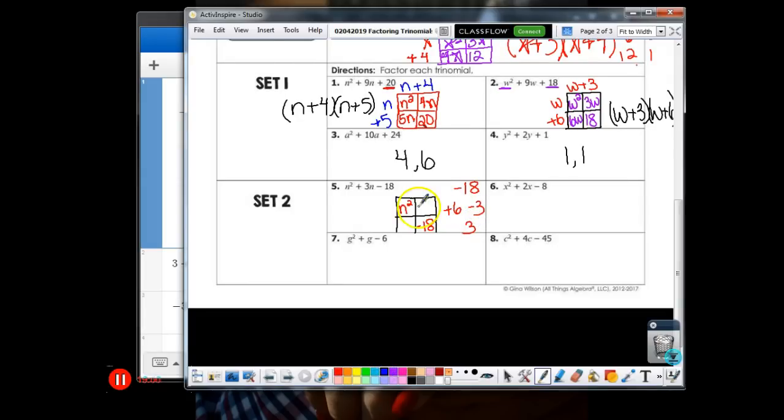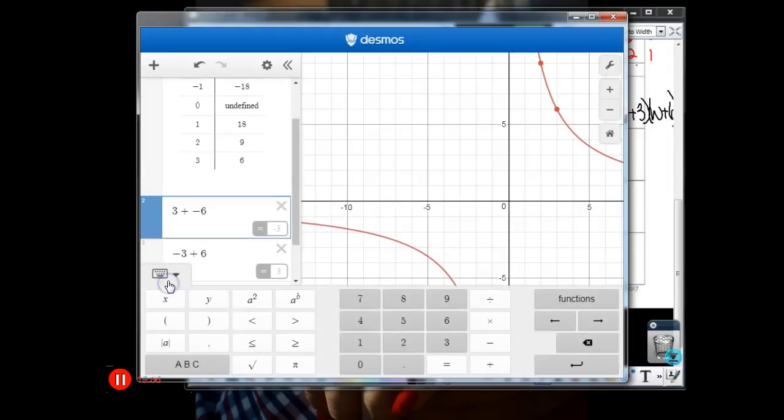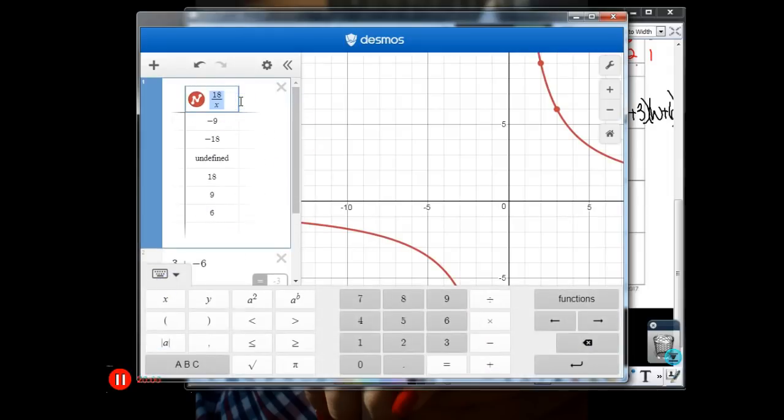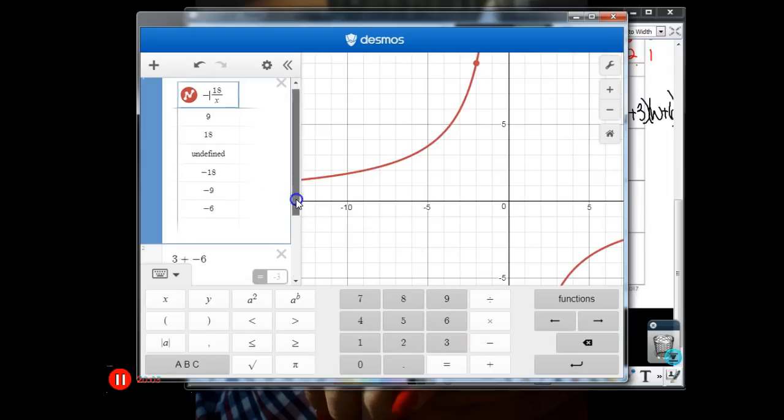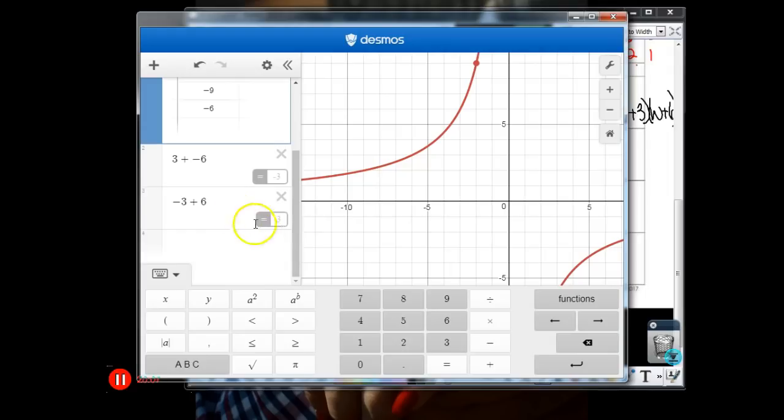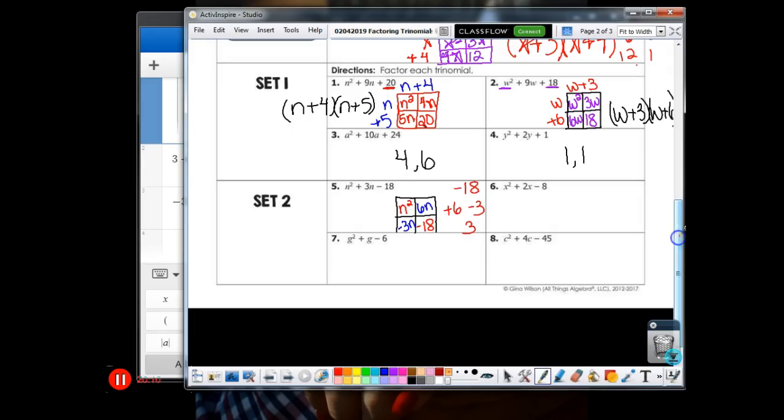So now I'm going to fill those in. Positive 6n and negative 3n. Okay? It's positive 3, so it's negative 3 and positive 6. Okay? So, what times what gives me n squared? N times n. Now, what times n gives me positive 6n? Positive 6, right? Now, what times n gives me negative 3n? Negative 3, right? So this becomes n plus 6 times n minus 3. And that is my answer.